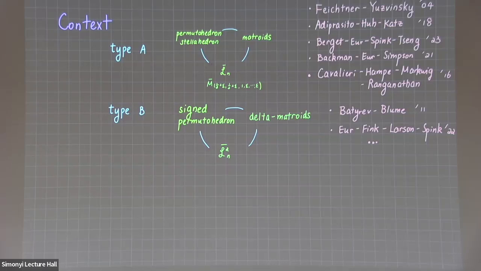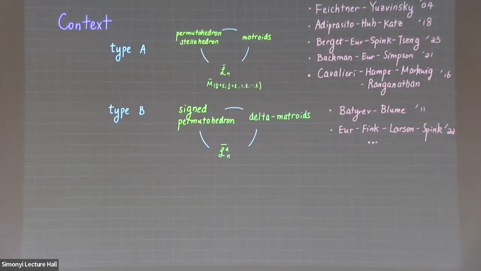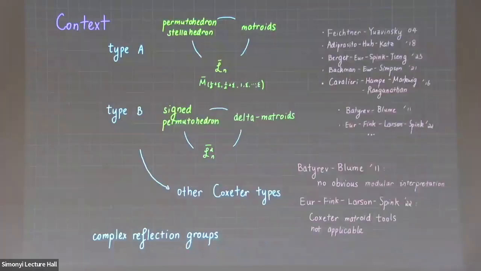And the third thing, the moduli space of curves in this type B scenario, is studied and constructed by Batyrev and Blume, originally hoping to generalize the type A toric variety to all root systems. And they did succeed in this direction. They constructed toric varieties corresponding to all types of root systems.